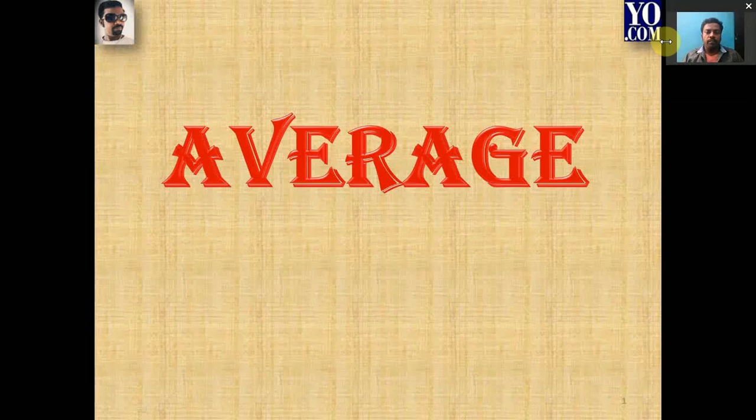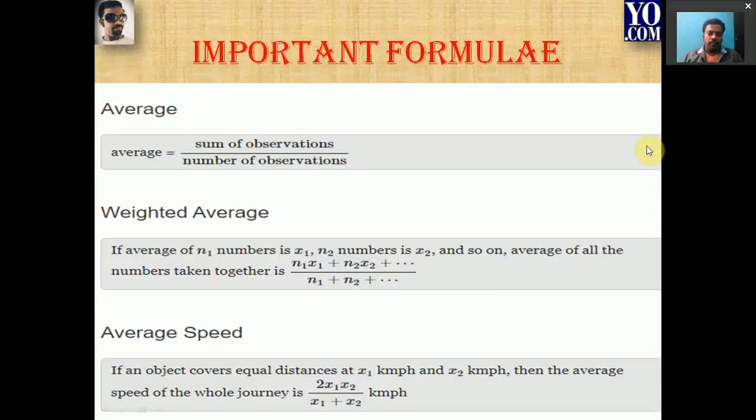Then what are the methods, then the properties of average. After that, finally we are going to see some example problems related to average. Let us see. First I want to see the important formulas used in average. So what are the important formulas used in average?